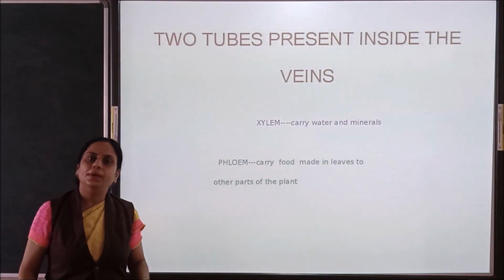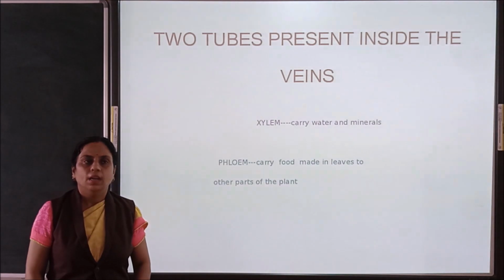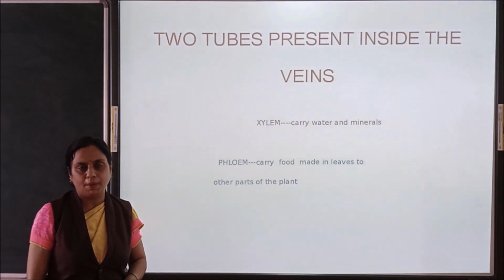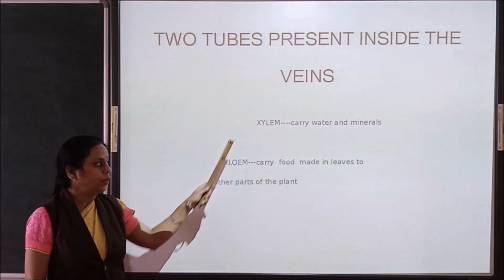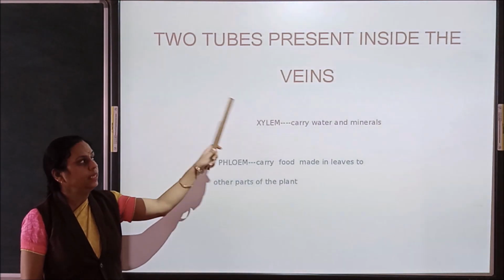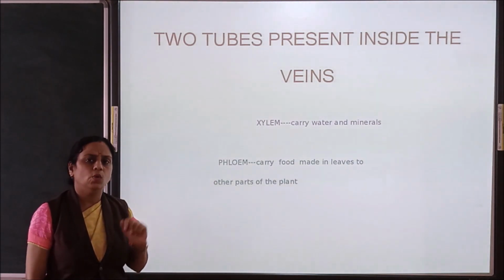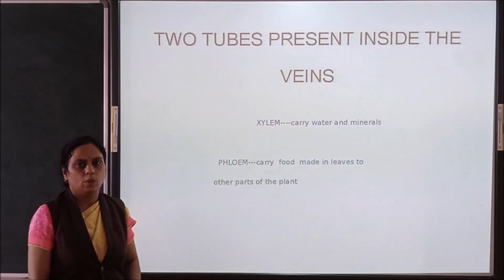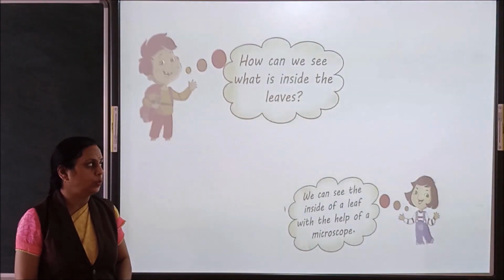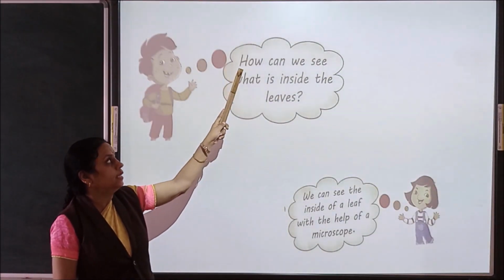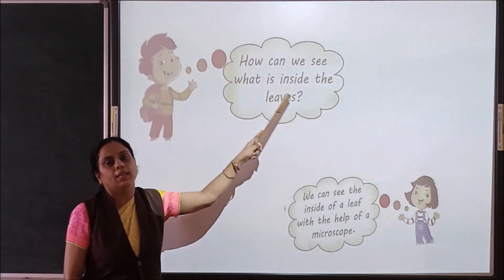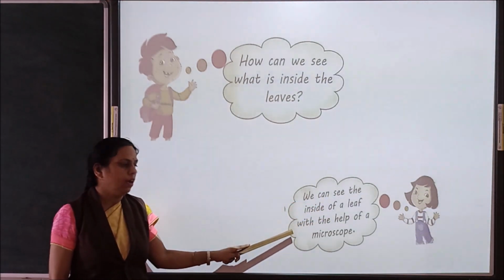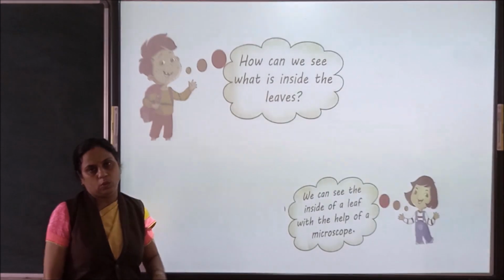Now the food which is prepared in the leaves is carried by the phloem to the different parts of the plant. So these are the two tubes which are present inside the vein. But when I showed you the structure of the leaf, were you able to see this xylem and phloem? No. So, how can you see these tubes? The question arises, how can we see what is inside the leaves? We can see the inside of a leaf with the help of a microscope.